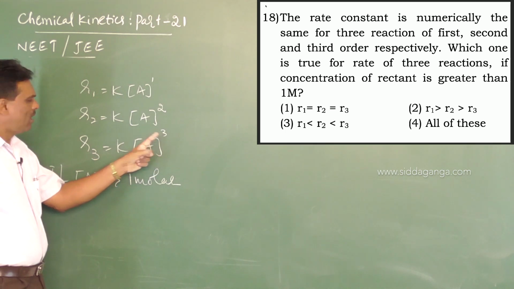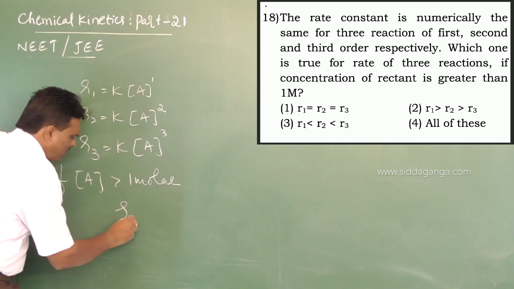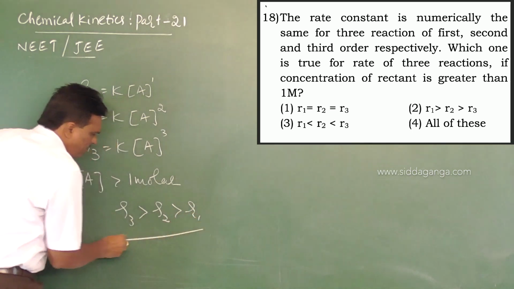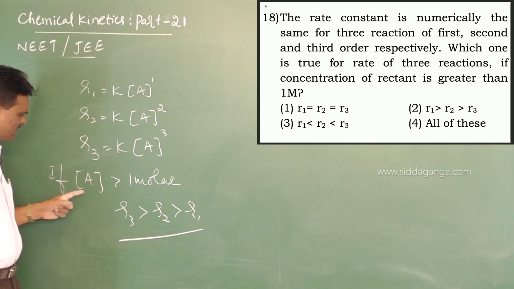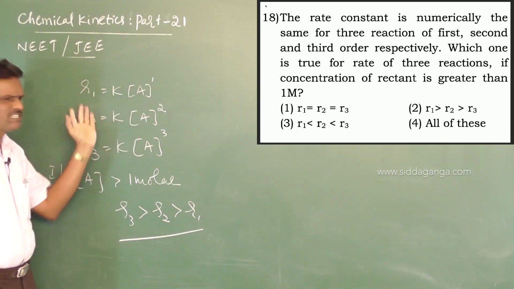So therefore, order with respect to 1, 2, 3. So here R3 is greater than R2, which is greater than R1. So only when the molar concentration of A is greater than 1 molar. If it is 1 molar, it remains same.